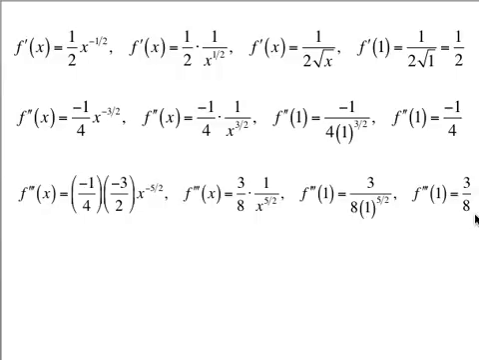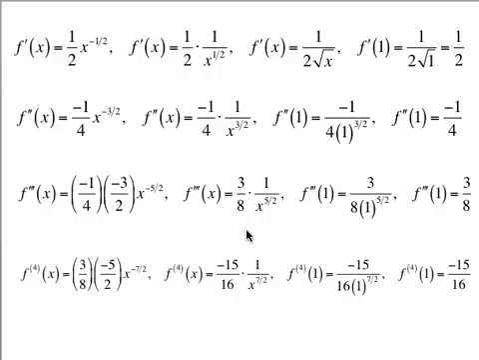And I believe we're doing fourth order. If that's the case, we've got to go ahead and do one more derivative. So I have 3/8 here, x to the negative 5/2. So the next derivative will be 3/2 times negative 5/2 times x to the negative 7/2. Because if you decrease negative 5/2 by 1, you're at x to the negative 7/2.